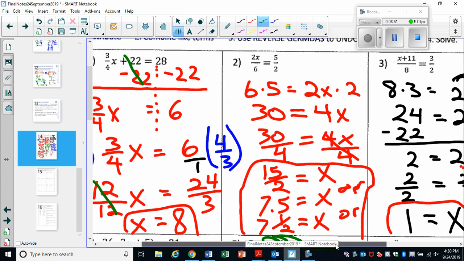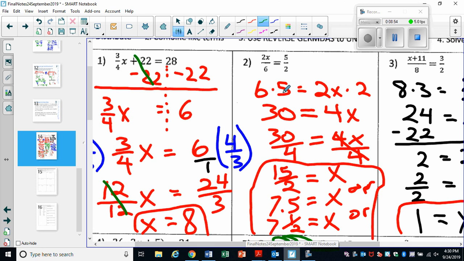Problem number 2. Do our cross multiplication. 2x times 2, 4x.